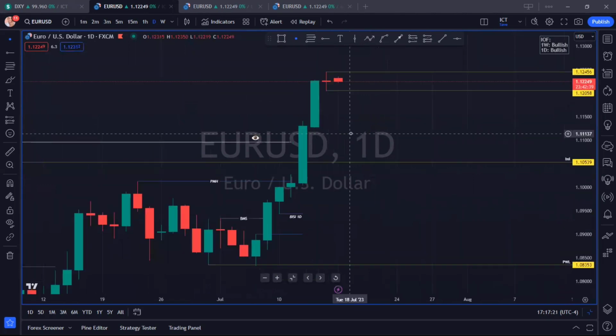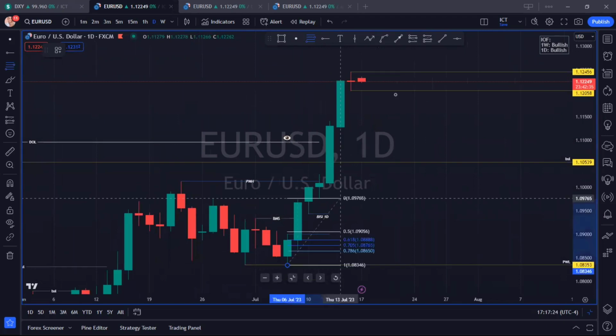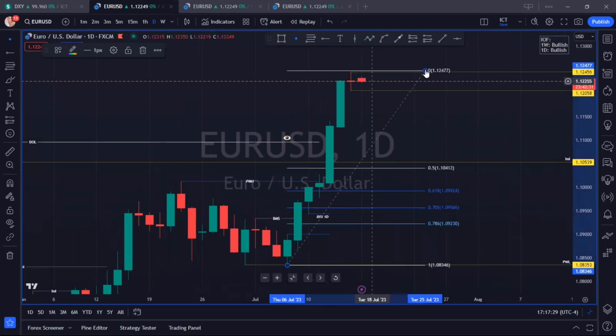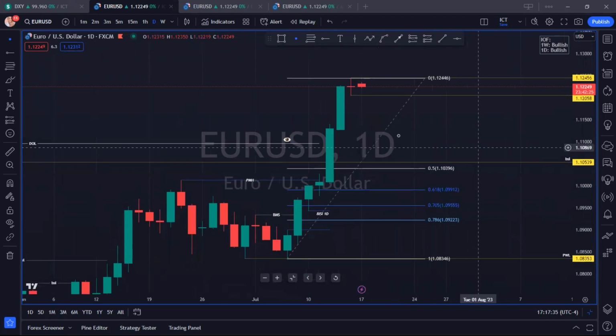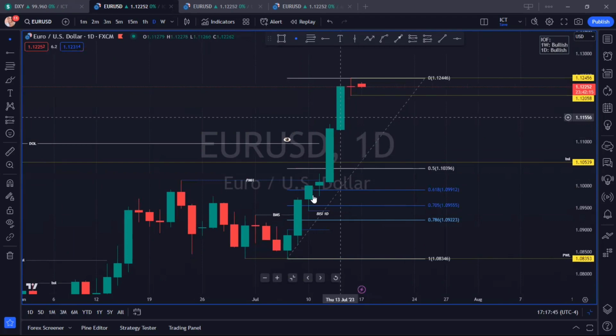Where's the target? Just draw your fib. Before you draw this, a swing high should be confirmed, which will be confirmed by tomorrow's candle close. And when tomorrow closes, that's when you confirm it. But let's say a swing high is formed here, so you draw your fib level. So where's the first draw on liquidity in the fib level? You can see this gap here, this small gap right here. Then you can see this one right here.